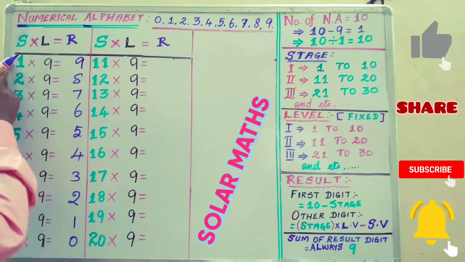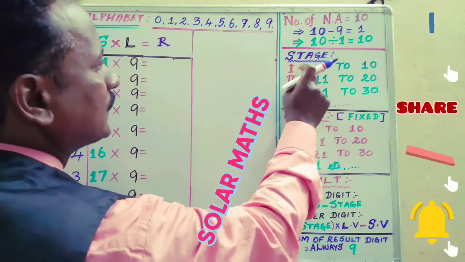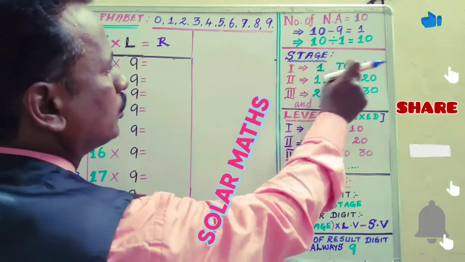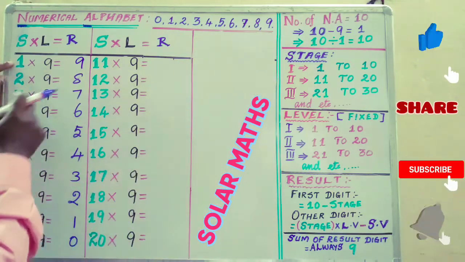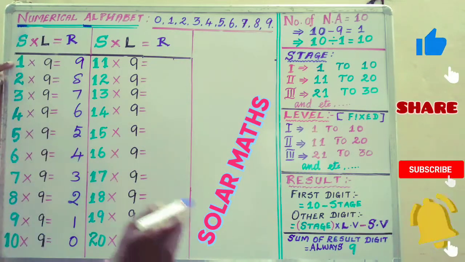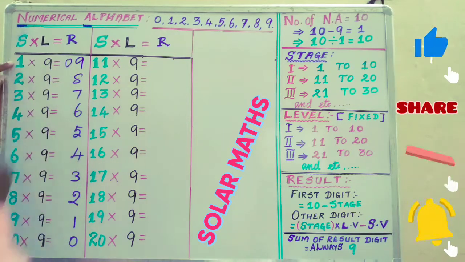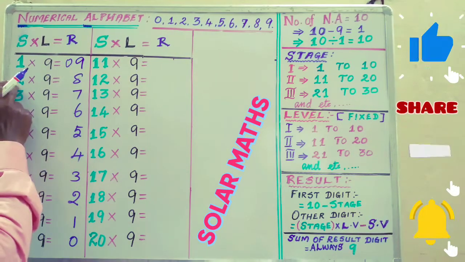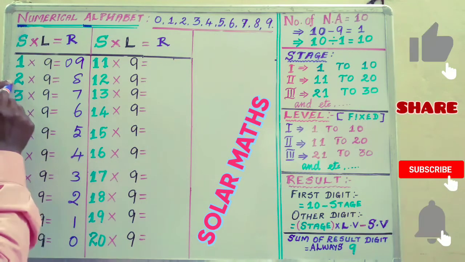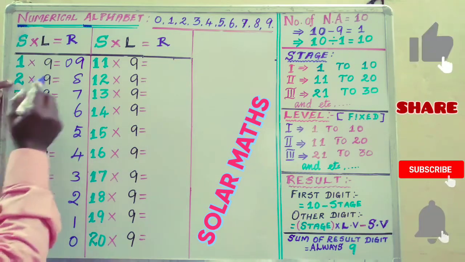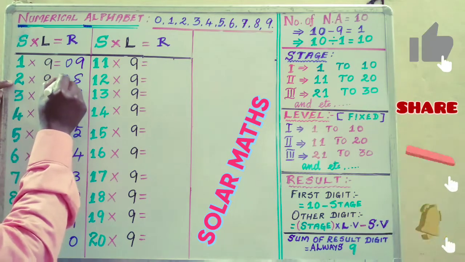Now 1 is in the first stage. Here 1 to 10 is the first stage. So 1 lies between 1 to 10. So 1 into 1 is 1, 1 minus 1 is 0. And then stage is 2 and level value is 1, minus stage value 1. So 2 minus 1 is 1.